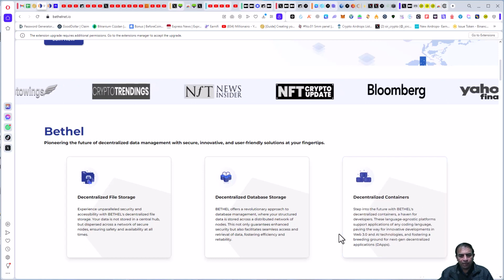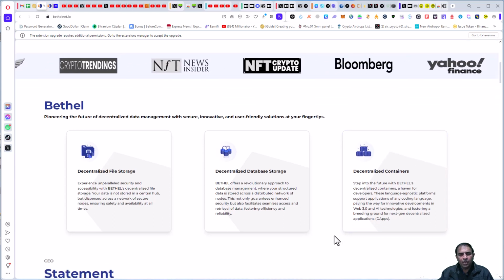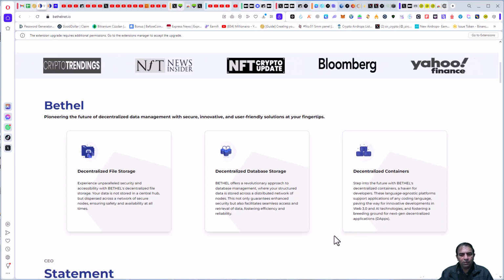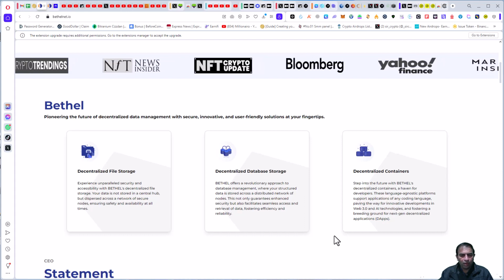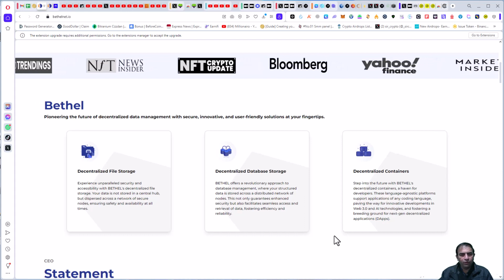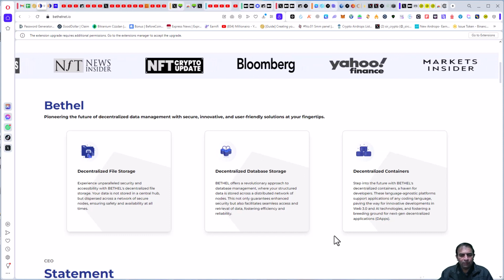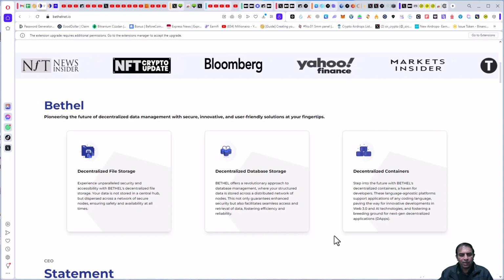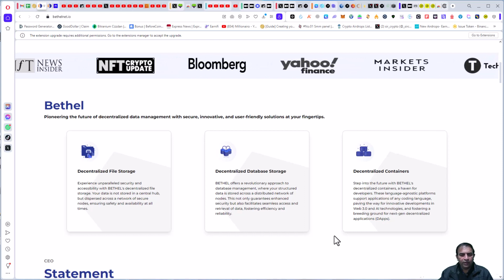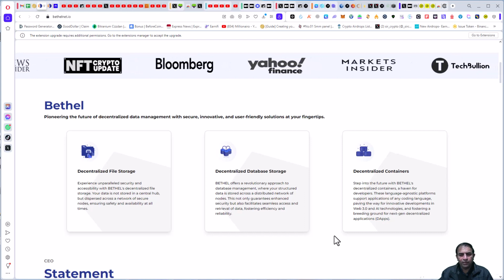Decentralized database storage. BETHEL offers us a revolutionary approach to database management, where your structured data is stored across a distributed network of nodes. This not only guarantees enhanced security but also facilitates seamless access and retrieval of data for strong efficiency and reliability.